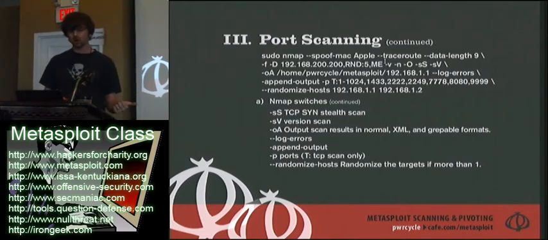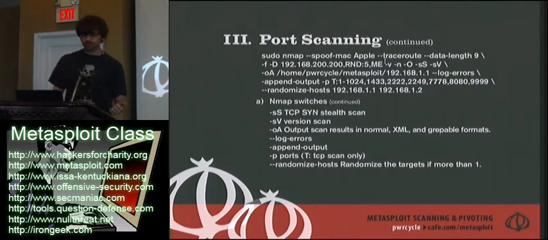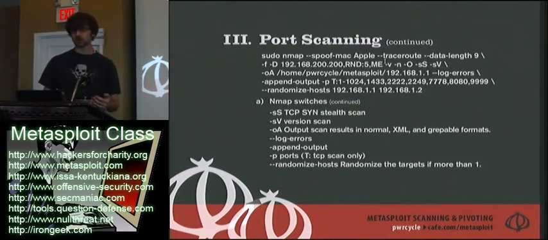The next one, -oA. This is the difference between Metasploit and Nmap. -o tells it I want the output, and the A says I want all of the output. There are three files that Nmap will create. One is a .nmap, one is .gnmap, and one is .xml. The XML is the only file that Metasploit will import, so it's the one you care about the most. For me, I just always name the file the IP address that I'm scanning. So that's -oA on Pwrcycle Metasploit 192.168.